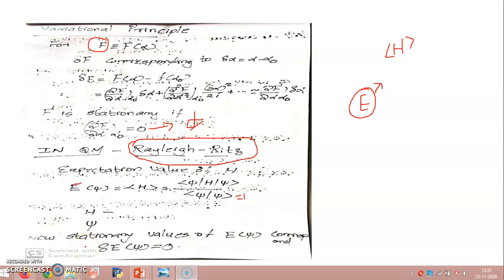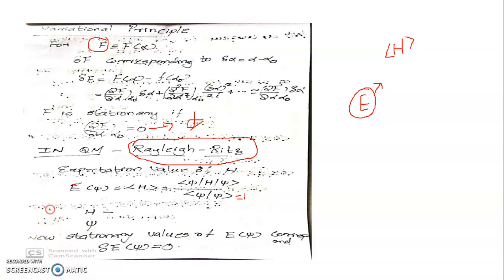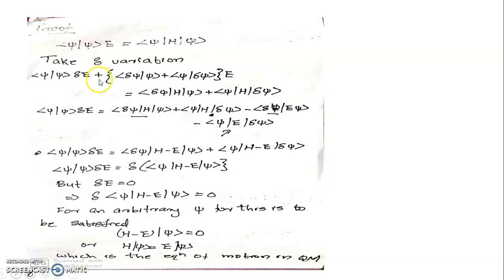So now let's see the proof. Proof. What we have stated is that delta variation of the expectation value of energy will give rise to the equation of motion. So rewrite the earlier equation in this format.